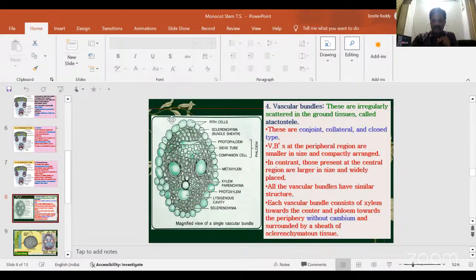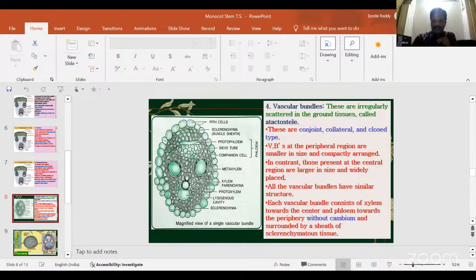So this is an individual vascular bundle. Each vascular bundle is like this. Generally, in monocot stem, the vascular bundles arranged towards the periphery, the peripheral vascular bundles, are comparatively smaller in size. The vascular bundles arranged towards the center are larger. The peripheral vascular bundles are smaller and central vascular bundles are larger.